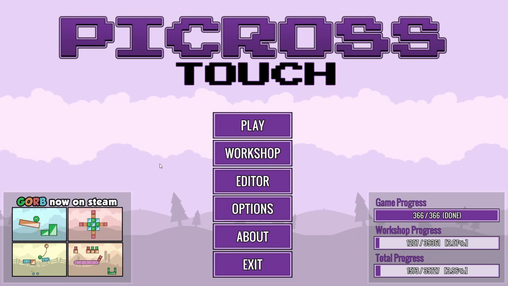Yeah, that is Picross Touch, and that is the first free game of the month. For, what is this, October 2023? I know what month it is. I can keep track of time. Anyways, that's Picross Touch. Free Picross game. I'd say it's pretty good for beginners and also decently good for more experienced players if you look to the workshop content.